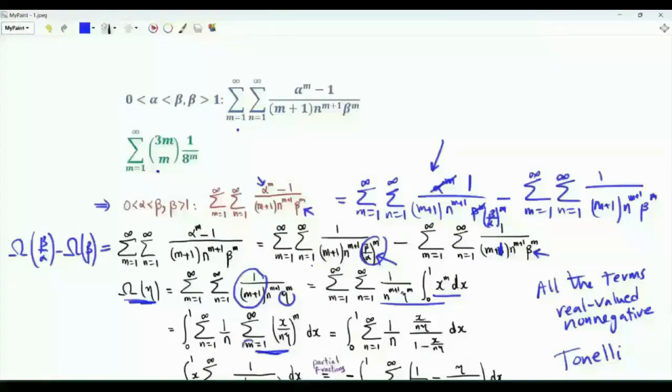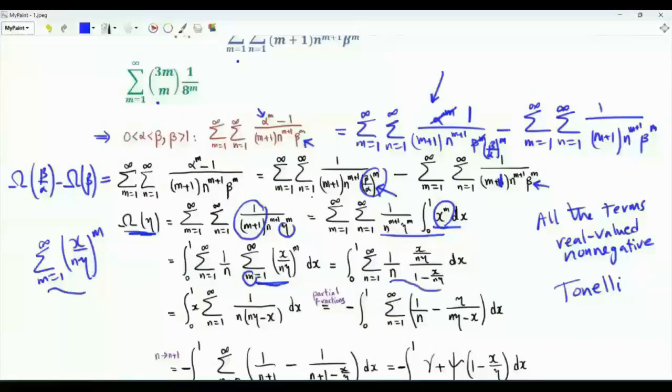Do the summation first with respect to index m. We have summation m from 1 to infinity, x to the power m, downstairs we have n eta to the power m. x is between 0 and 1, small n is 1 or more, eta is greater than 1. This is a convergent geometric series. The sum is x over n eta divided by 1 minus x over n eta. The summand here is 1 over n eta minus x, and there is an x there.